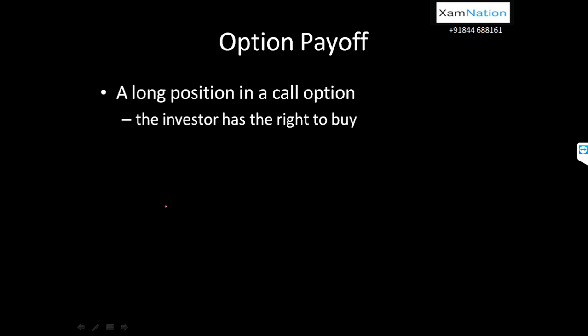Option payoff means how much earning each person is getting. Now before that there are a few definitions, like long position. Long position means the one who has bought. So long position in the call option means that investor has the right to buy.